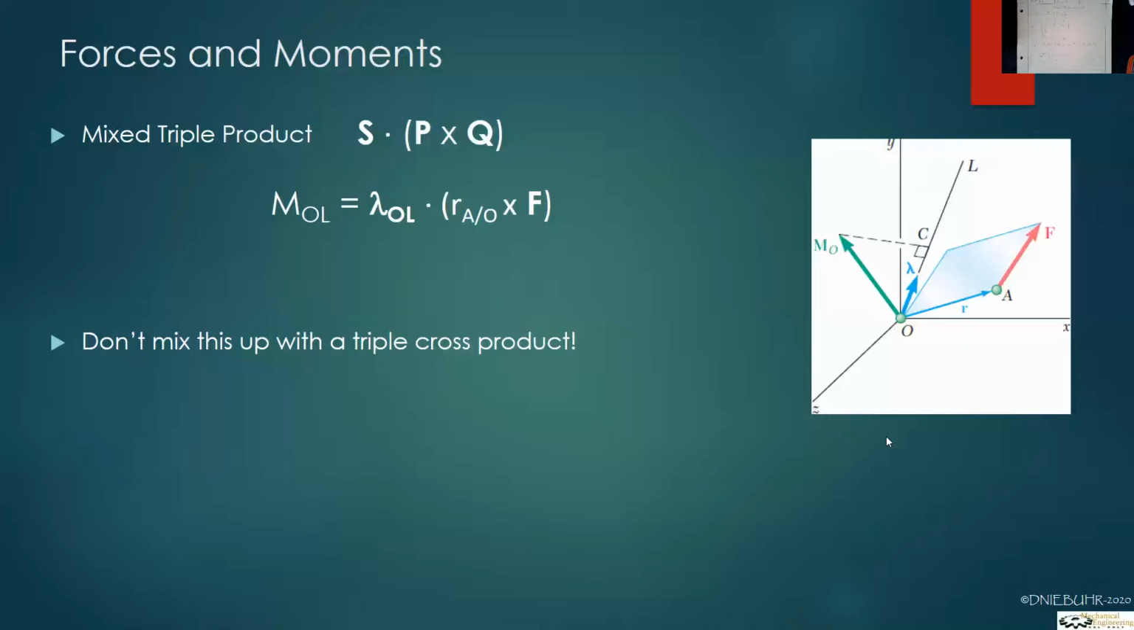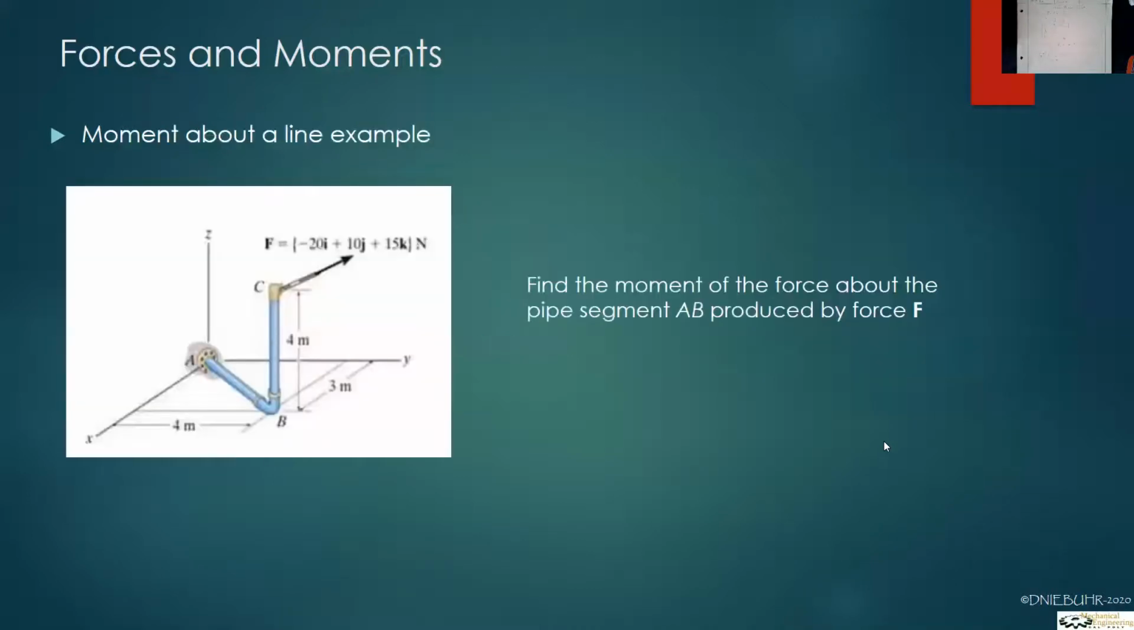So let's do an example. Here we have the moment about a line, and what we want to find is the actual value of this. Our force is given as negative 20, 10, 15 newtons in IJK components. We have this pipe segment AB, and we want to know what is the projected moment on that line AB.